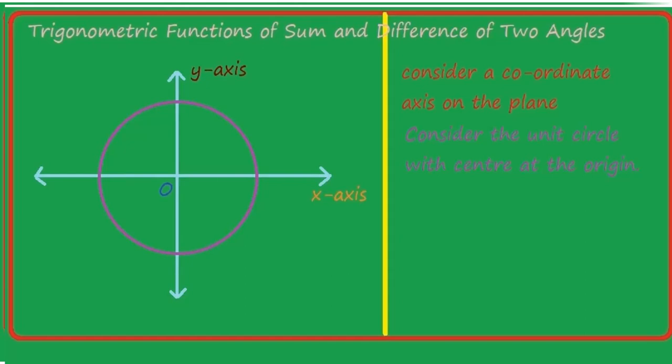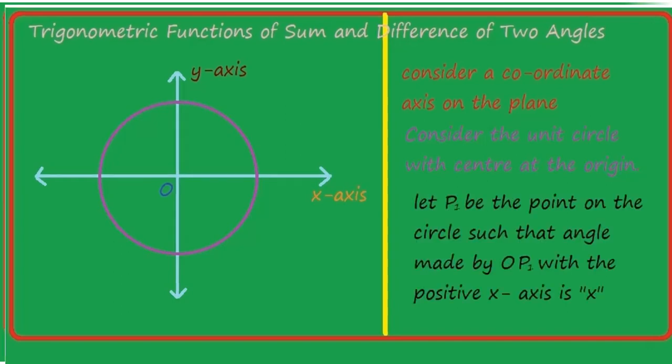While drawing the unit circle, as I told in the previous video also, we need not take the distance of 1 centimeter. You take any radius and define that as 1 unit, and you have to mention it. The radius of the circle is 1. Now let P1 be the point on the circle such that the angle made by OP1 with the positive x-axis is x. Like that you have to mark the point P1.